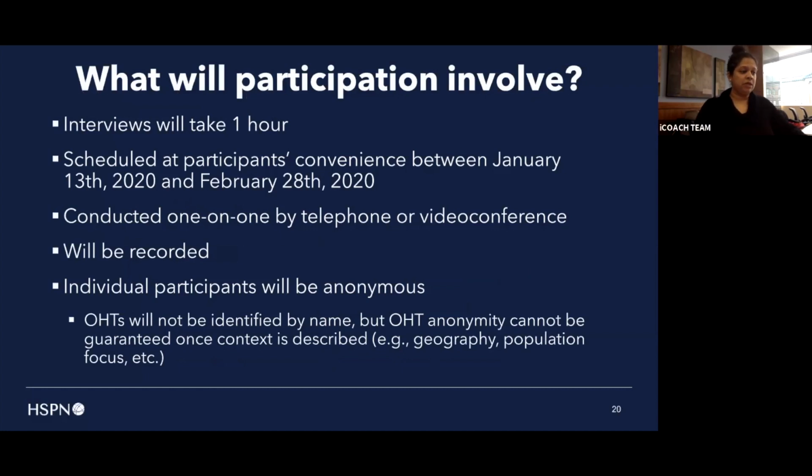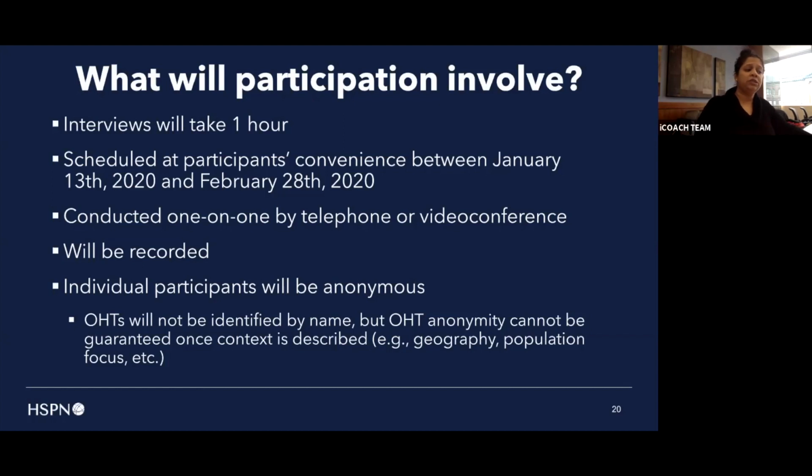Okay, so next slide. What will participation involve? So interviews will take an hour, and they will be scheduled at participants' convenience between the second week of January all the way through to the end of February. So they will be conducted one-on-one by telephone or video conference, and that's going to be individual interviewees' preference, really.